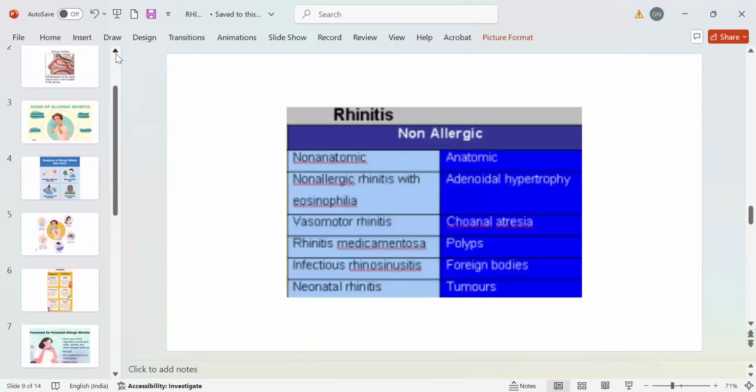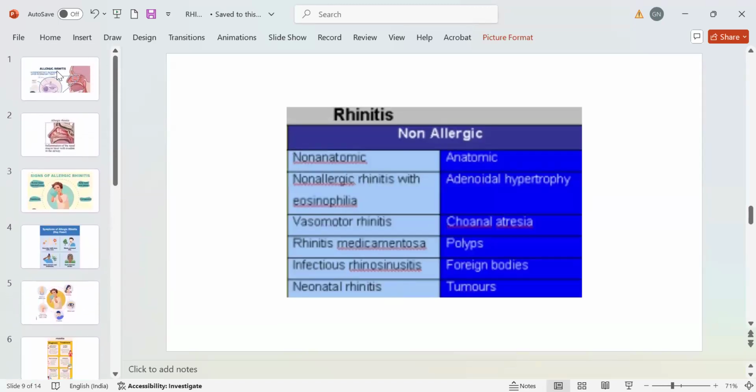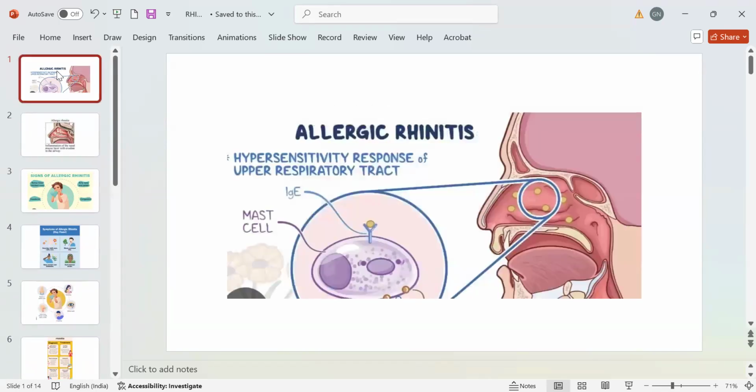So the topic is rhinitis. As the term says, rhinitis means inflammation of nasal cavity. So there are two types, allergic rhinitis and non-allergic rhinitis. What is allergic rhinitis? It is also known as hay fever. So the symptoms are mostly sneezing, congestion, itching nose, and watering eyes.